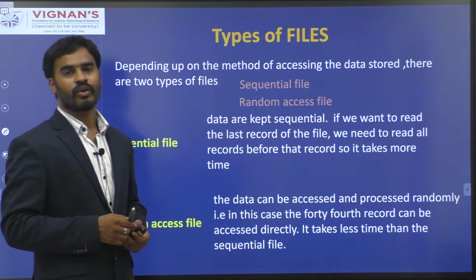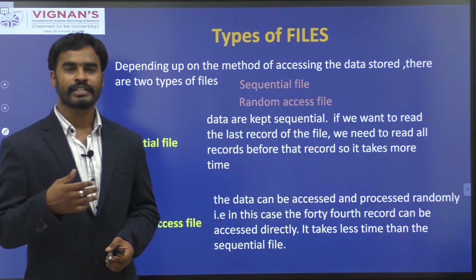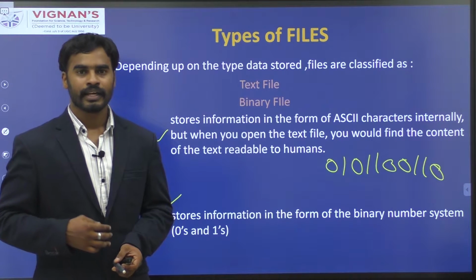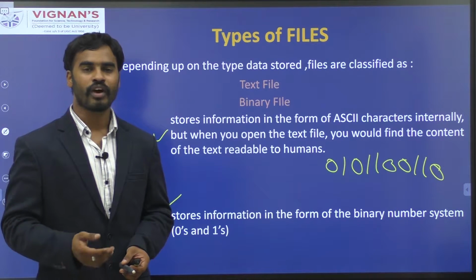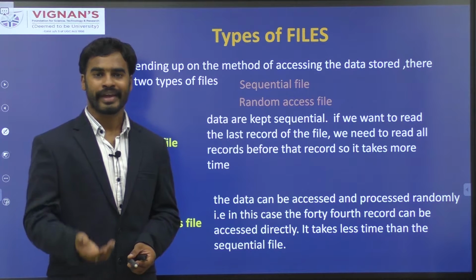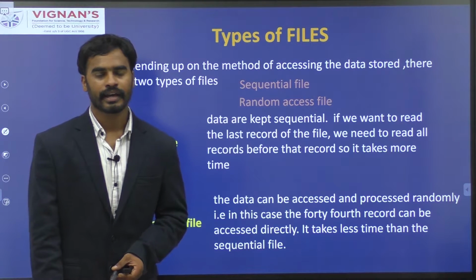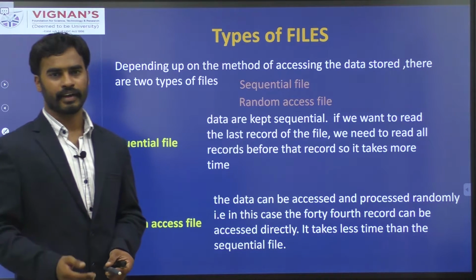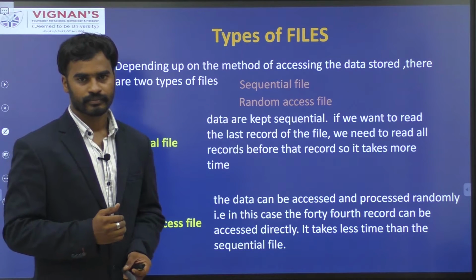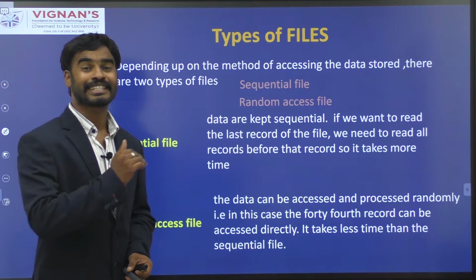And depending on how you are accessing the data, the files are also divided into two categories: sequential files and random access files. In the previous slide, we discussed how to categorize the files based on how the data is stored, in what form the data is stored. Now we are categorizing files based on how we are accessing the data. If it is a sequential file, you have to access the data one after another. All the data must be accessed one after another. You cannot jump and you cannot skip certain data.